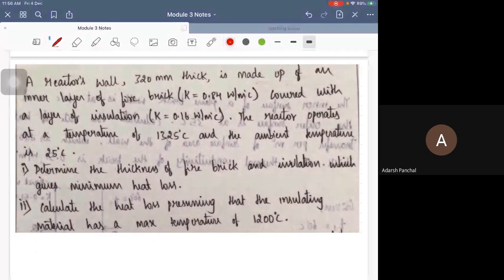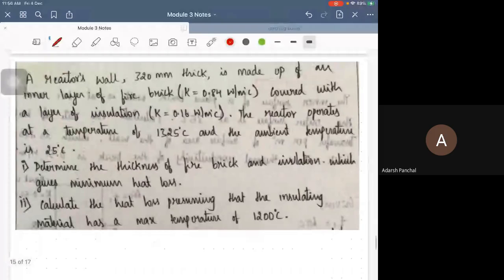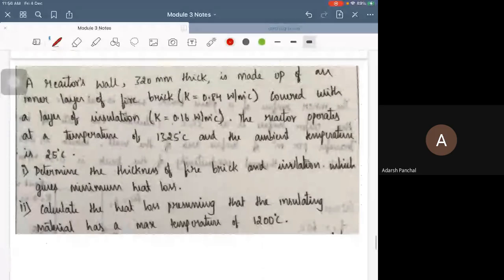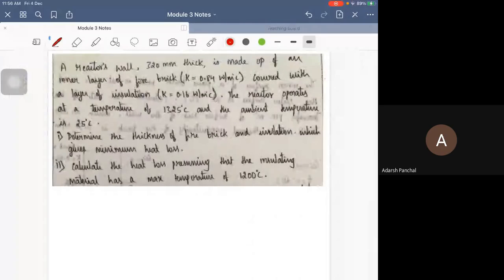Very good question. And calculate the heat loss, assuming that the insulating material has a maximum temperature of 1200 degrees Celsius. So I think we have already solved this, but once again in a clear mode. Okay, try this problem, everyone. So how to solve this?